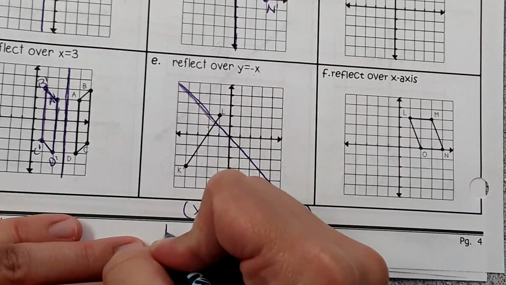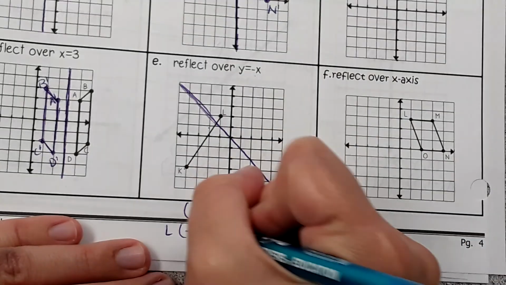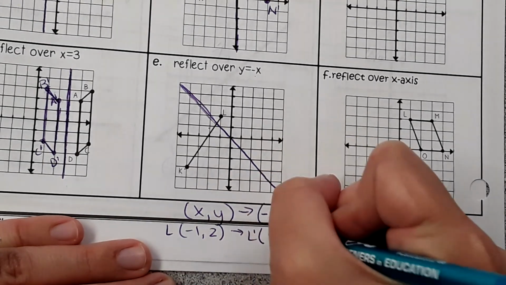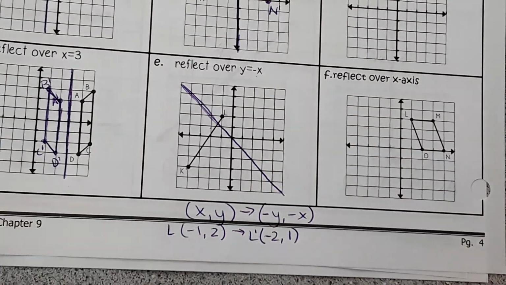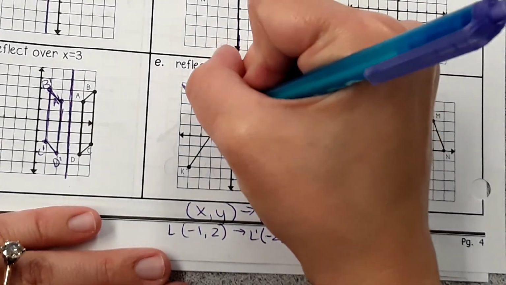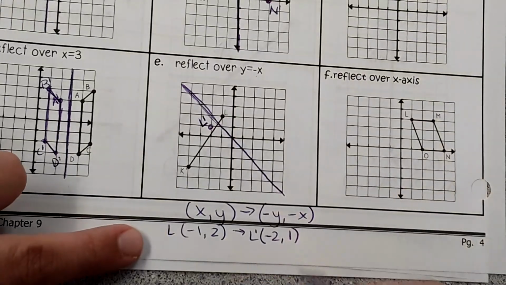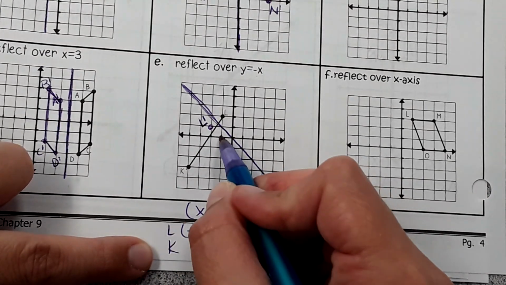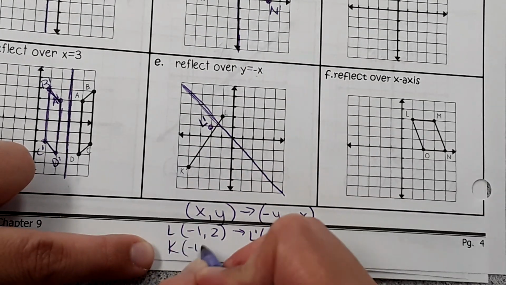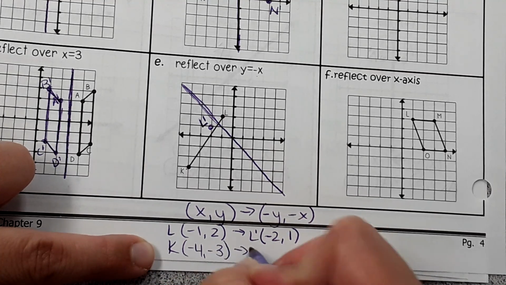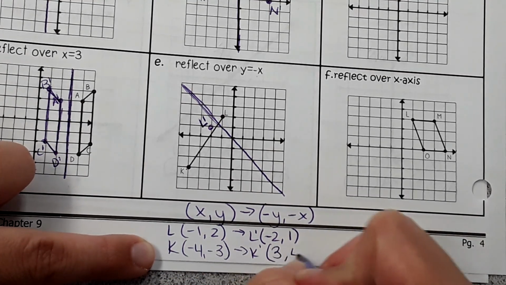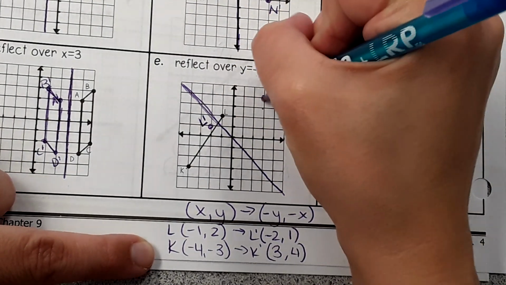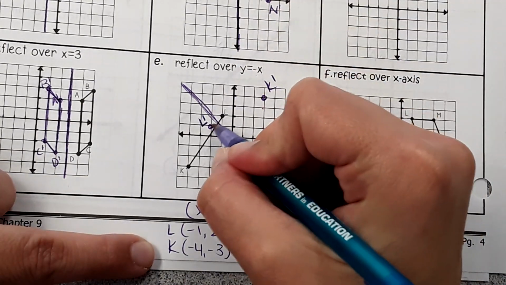Then taking our point L, which is at -1, 2. And L prime would then become -2, +1. And K is at 4, -3. That becomes +3, +4. K prime. And then you can connect your dots.